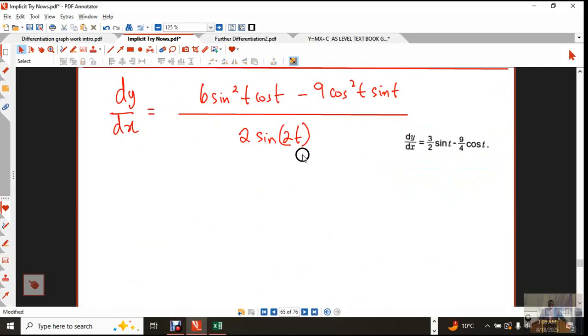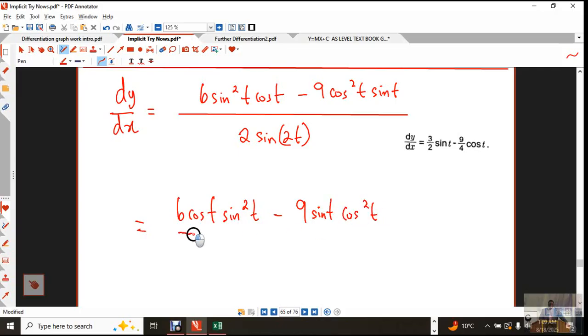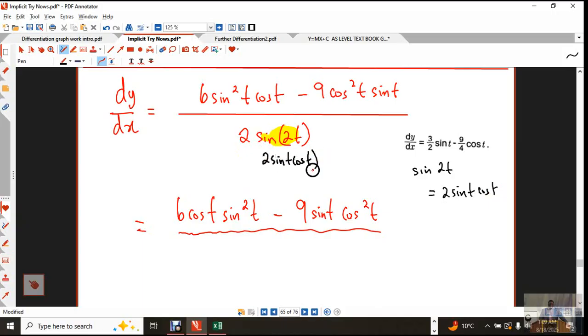So I have a problem here with my 2t, which I will definitely write using my double angle. It's going to be 6, maybe I'll put cosine of t, and then sine of that first, minus 9, and similarly sine of t and cos of that. I'm doing this part on the side: sine 2t is equal to 2 sine t cos t. So if this becomes 2 sine t cos t, and I multiply that by that 2, I'm going to get 4 sine t cos t. Hope that makes sense.